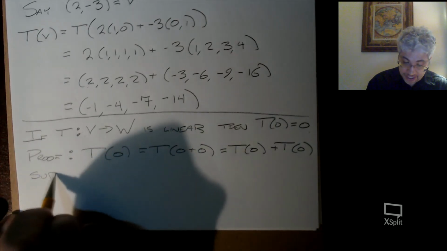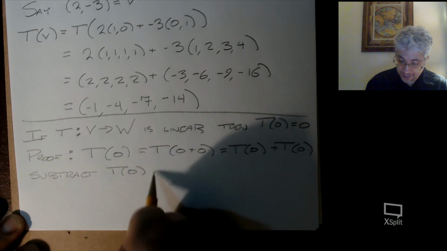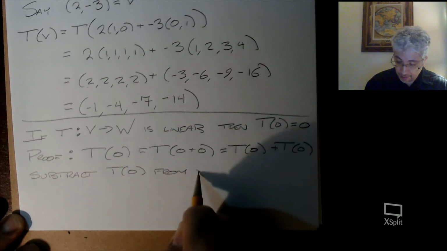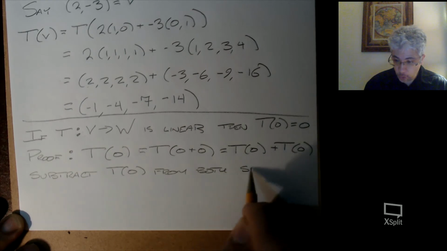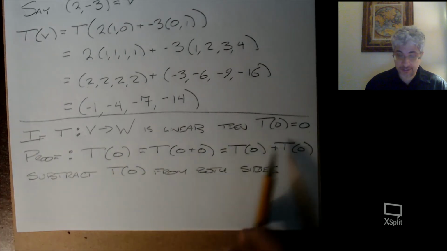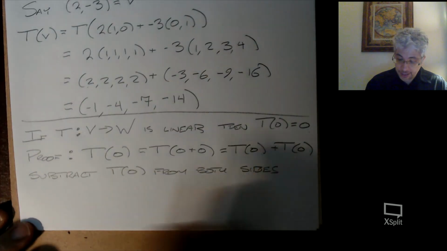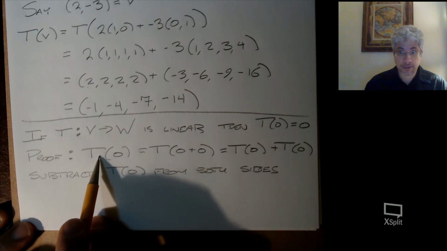What could I do? I could just subtract t of 0 from both sides. Now, what do I mean, though, when I do that? I mean I'm adding the inverse of t of 0 in our abelian group, which is part of our vector space. So what is that going to give me? Well, I'm going to take t0 and the inverse of t0.